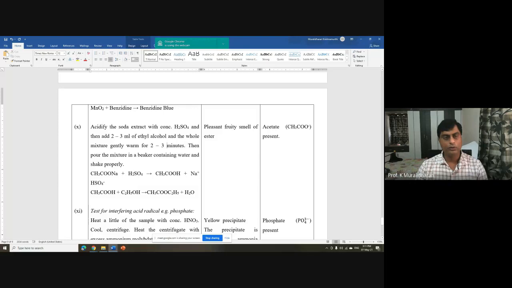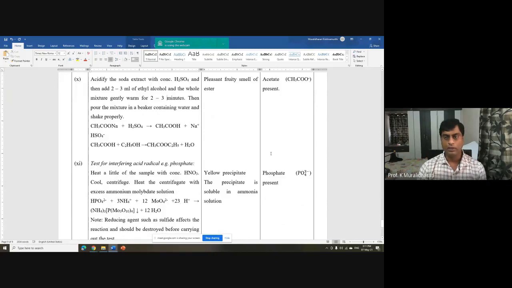So what is happening here: sodium acetate and sulfuric acid form acetic acid, and that acetic acid reacts with the ethyl alcohol. Acid plus alcohol, a simple full organic chemistry reaction, forms the ester. How do you have sodium acetate? You are taking the soda extract. Even if it was lead acetate given to you, lead acetate is not soluble, so you have to do the soda extract. So only sodium acetate is present in solution. We don't bother at present whether lead or sodium is present. We are worrying only about the acid radical, the anion present in the solution. So this acetic acid reacts with the alcohol to form the ethyl acetate ester, which gives a nice smell. Okay, this is the last test for this level.